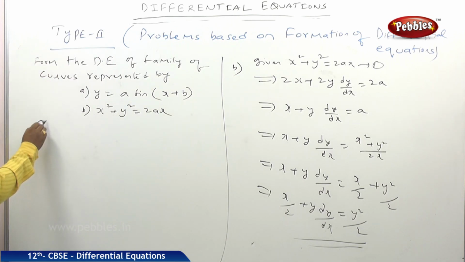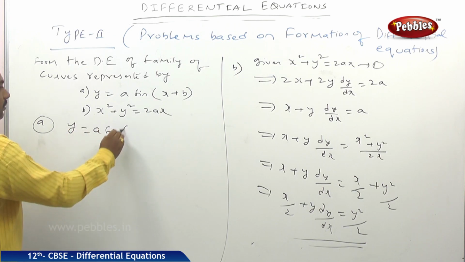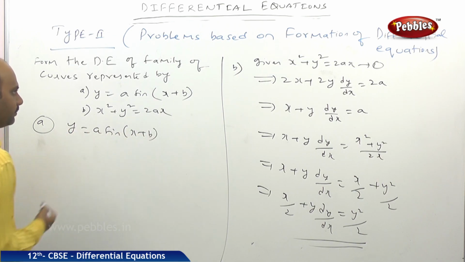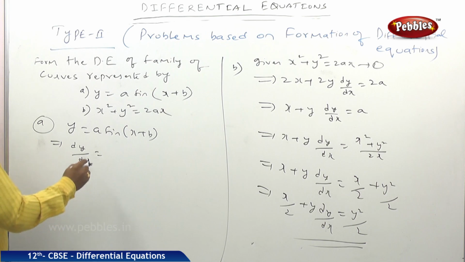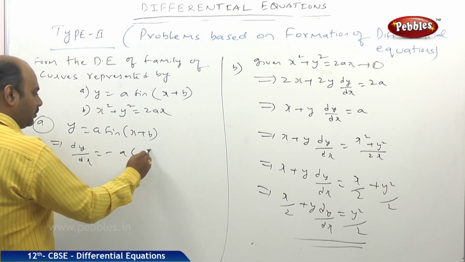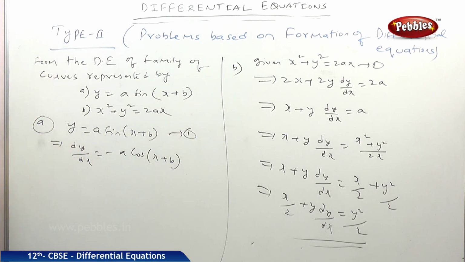Right, coming to the next one this time, y is equal to a into sine of x plus b. So what happens, differentiating on both sides, I will be getting dy by dx is equal to minus a into cos of x plus b. I will call this above equation as 1.